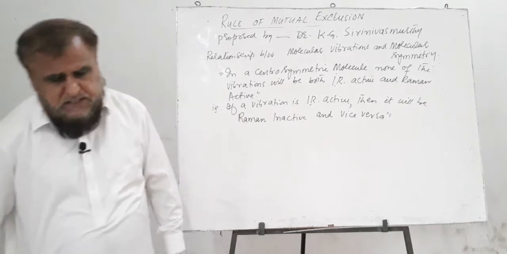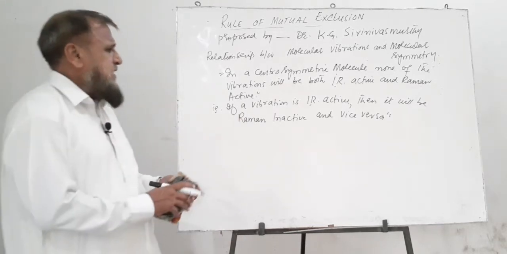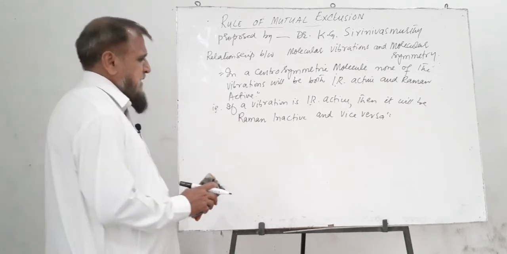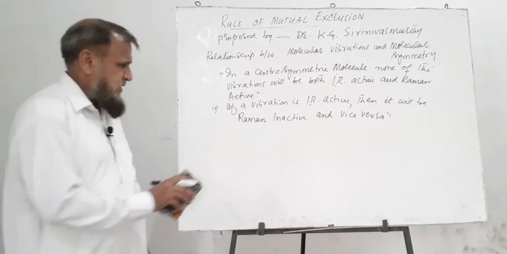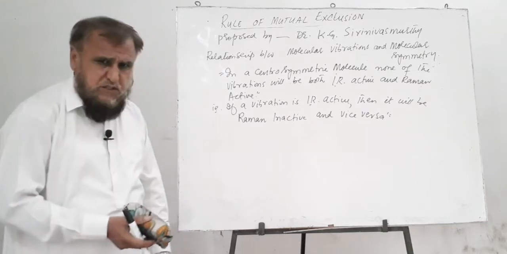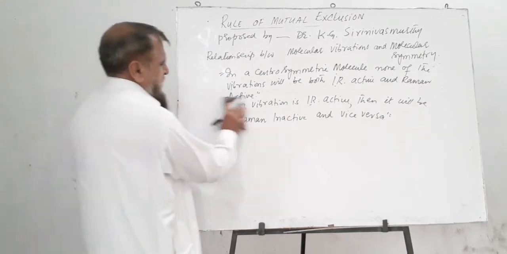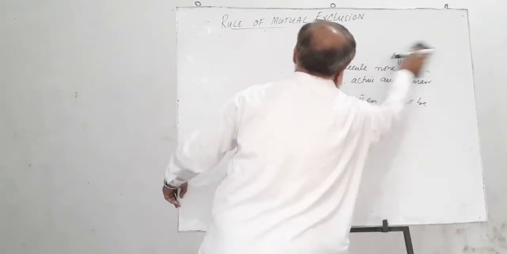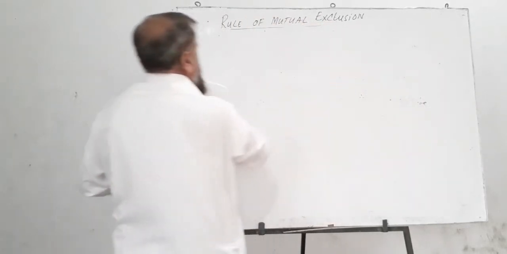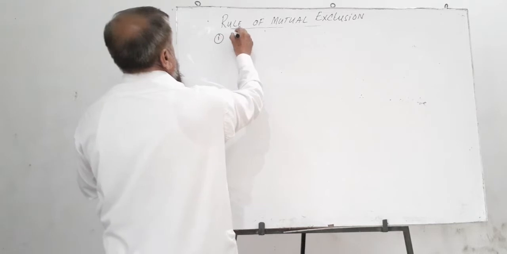Now, to expand and explain the rule, we take two examples. We take the example of carbon dioxide and the example of water. Carbon dioxide is centrosymmetric while water is not centrosymmetric. It has no center of symmetry. First of all, we take the first example, carbon dioxide.